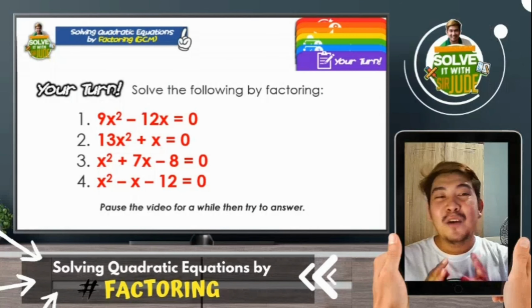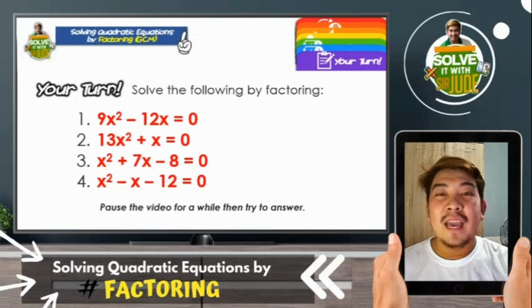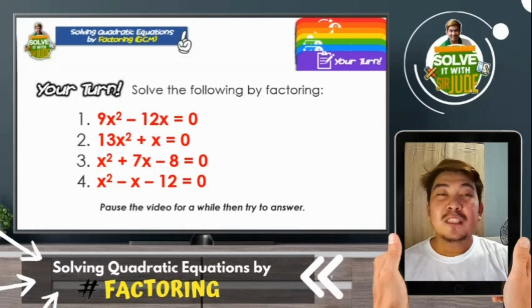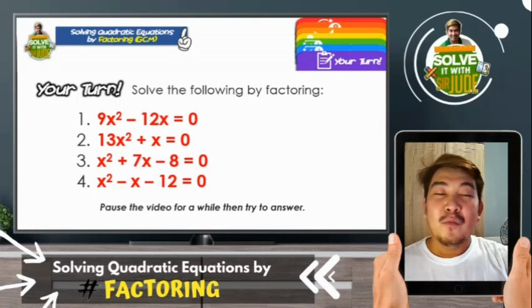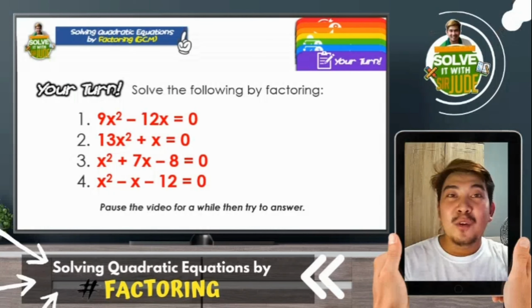So it is now your turn to solve the following quadratic equations by factoring. Please pause the video for a while and then try to answer. And then, next will be the answer key.